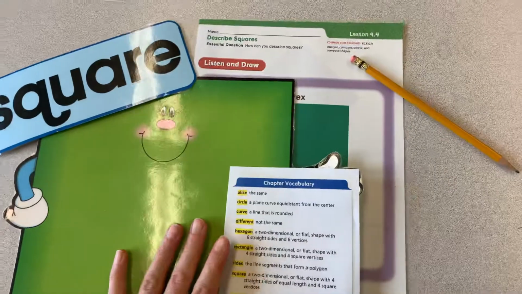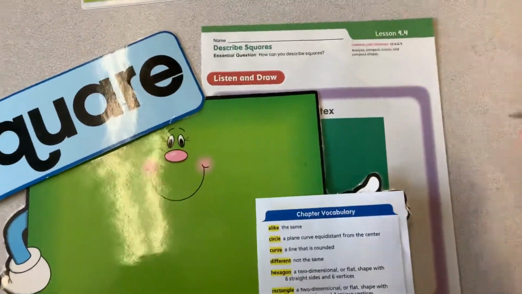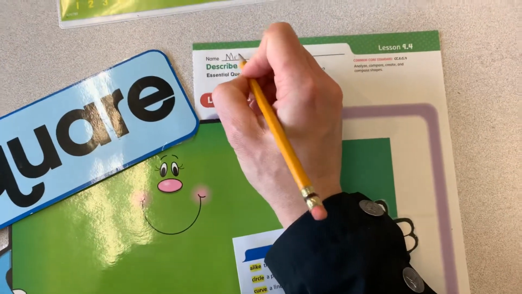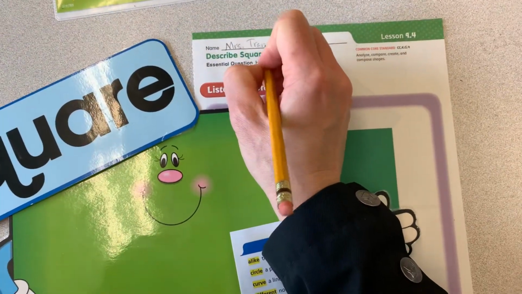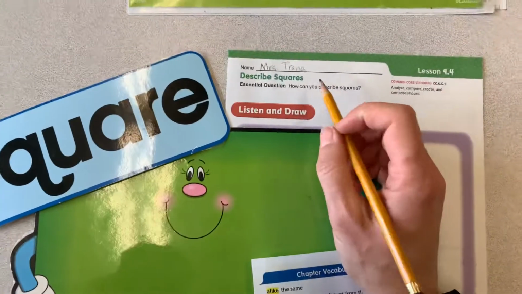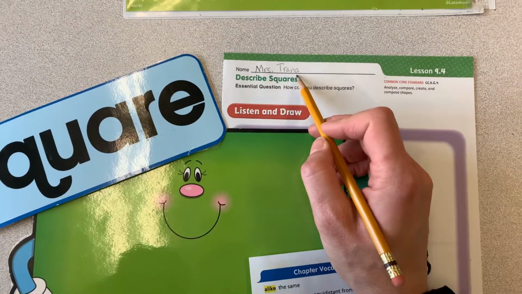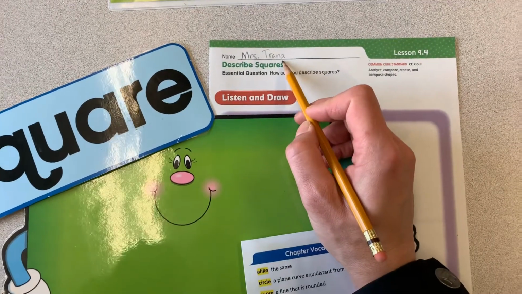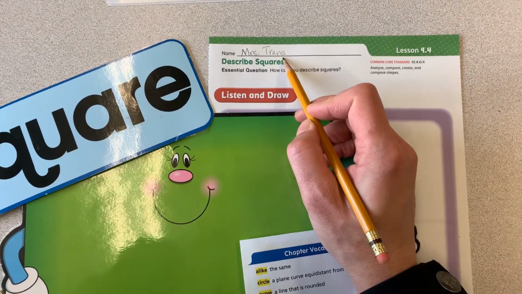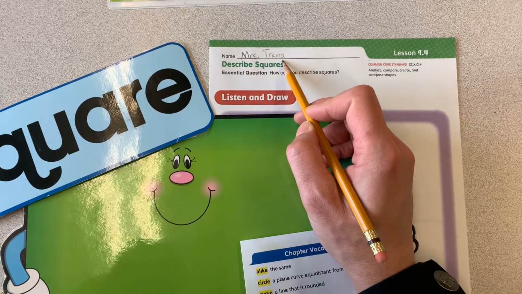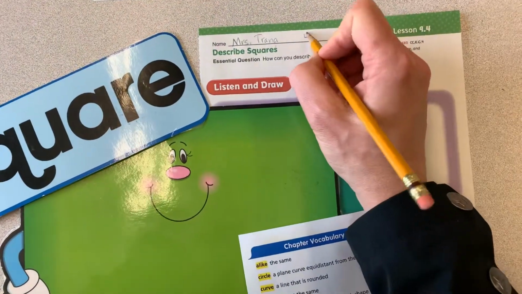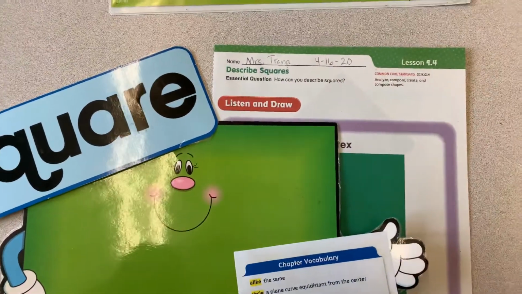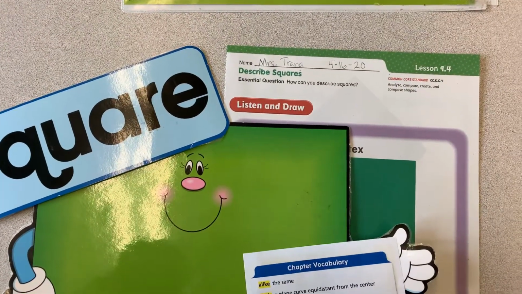Today's lesson is all about squares. Let's begin by writing our name at the top. Name on your paper. First thing, where does it go? At the top. Now let's write our date, 4-16-20. Let's practice those numbers, kindergarten. Keep writing those numbers.